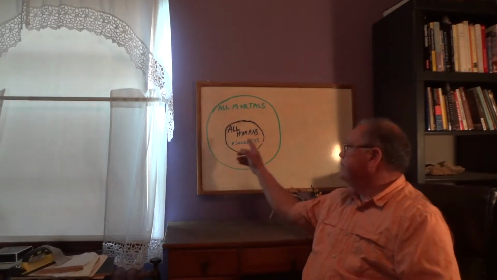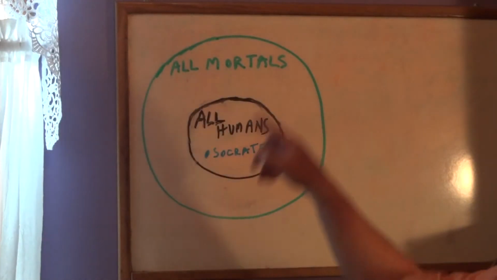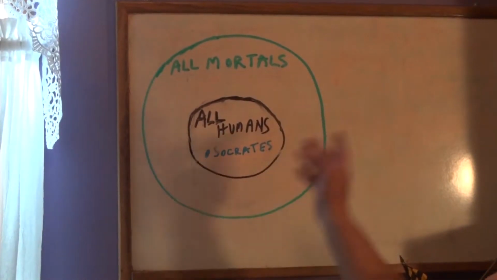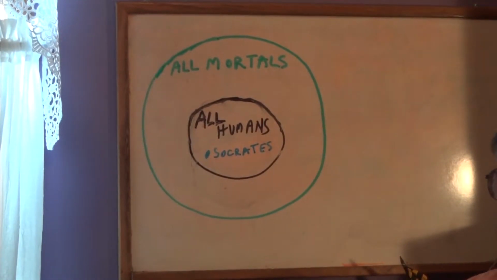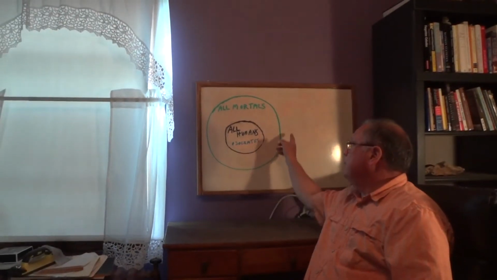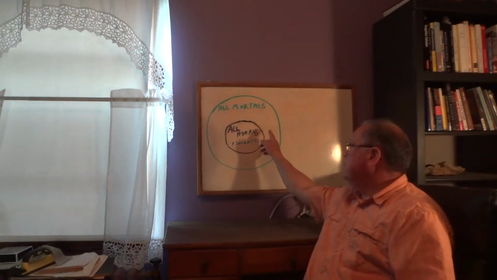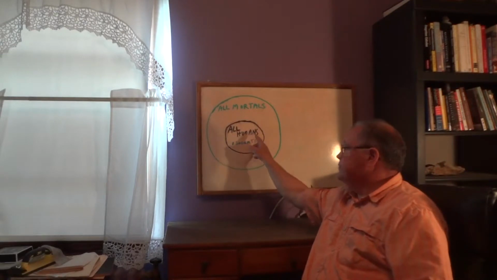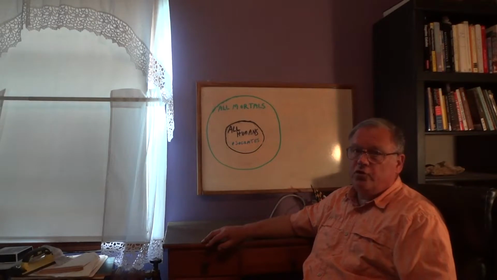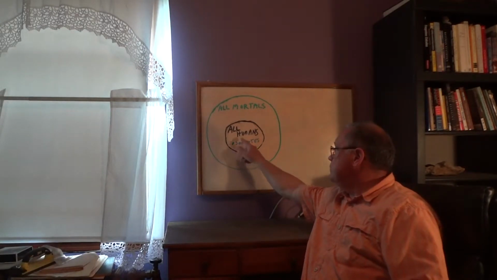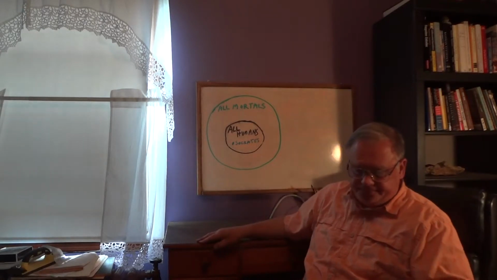For example, in this diagram on the board, we say that all men are mortal. Socrates is a man, therefore Socrates is mortal. The large circle contains the set of all mortal beings. The black circle inside is all humans, and Socrates is represented by that little blue dot. Since he's a human, and humans are all mortal, so is Socrates.